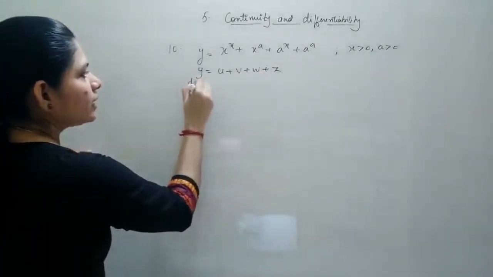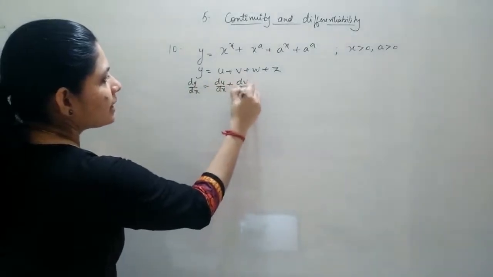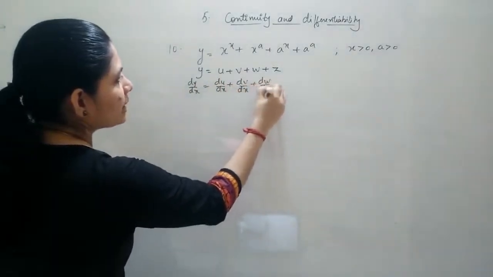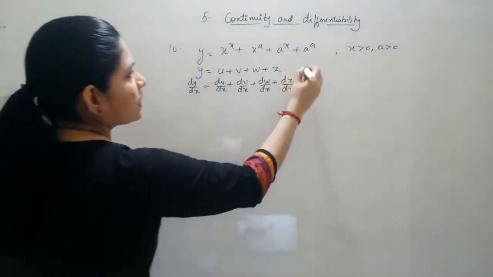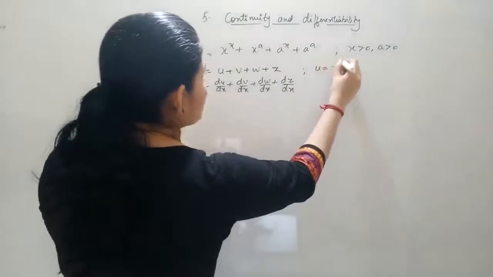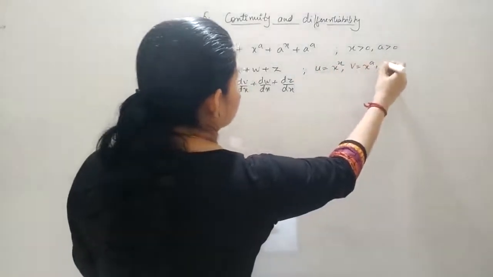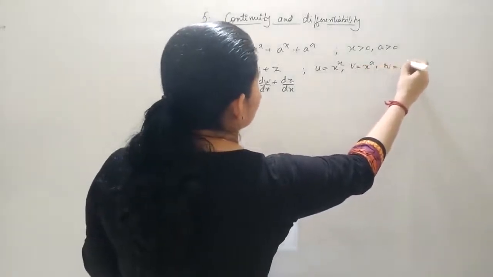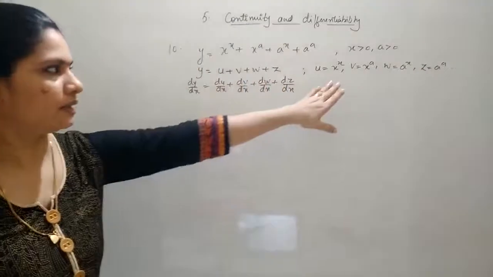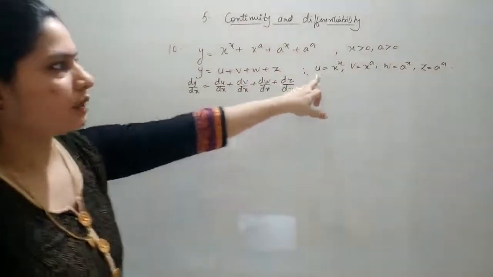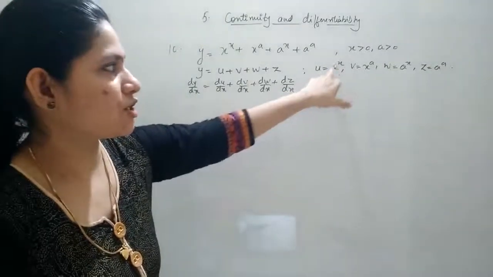So in order to find dy by dx, what you need is du by dx plus dv by dx plus dw by dx plus dz by dx, where u is x raised to x in this one, v is the next term, w is a raised to x, and z is equal to a raised to a. This is what we have taken. Now we have to differentiate separately. Here we can do directly. Here you have to take log and all because both are functions of x.